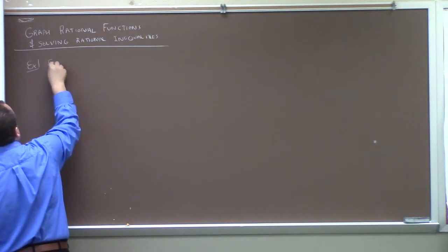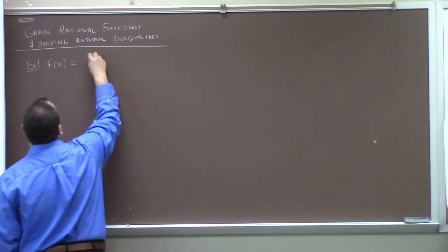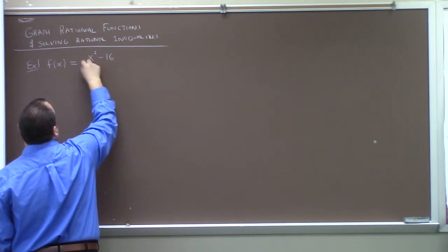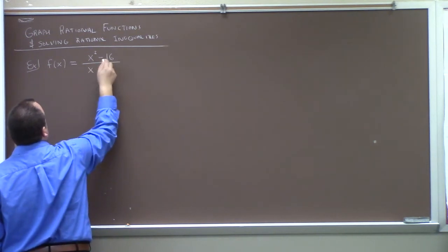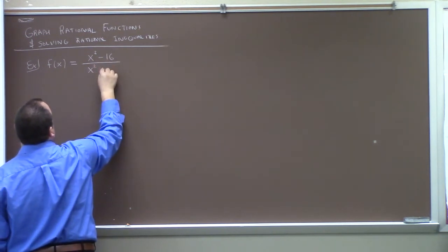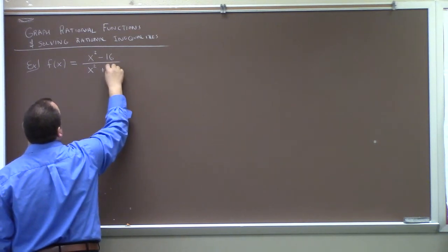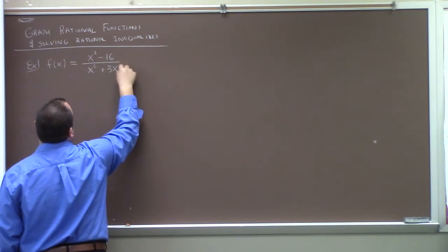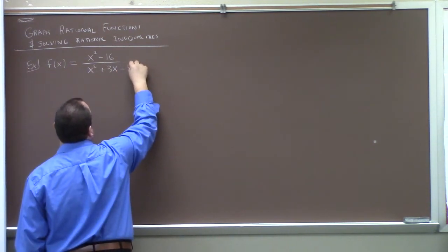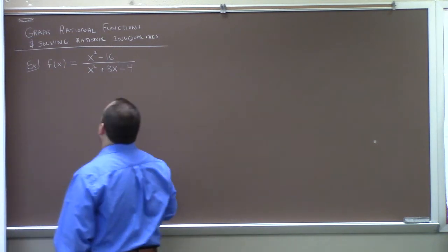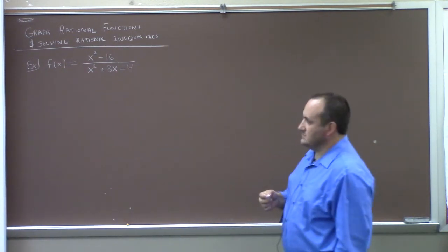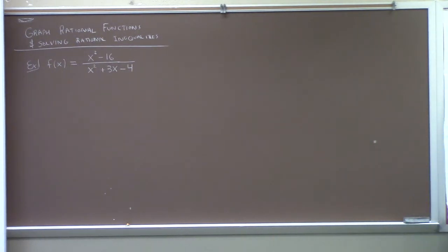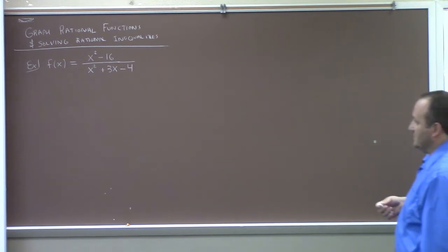Let's look at f of x equal to x squared minus 16 over x squared plus, let's say, 3x minus 4. All right, let's graph this thing. Try to find any horizontal or vertical asymptotes, any holes in the graph, label them. So what's the first order of business?